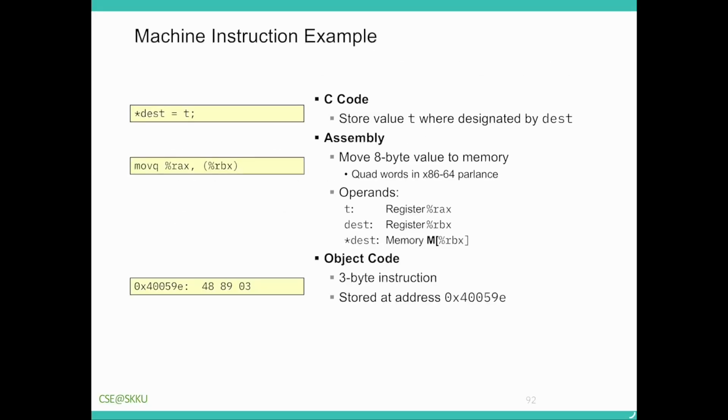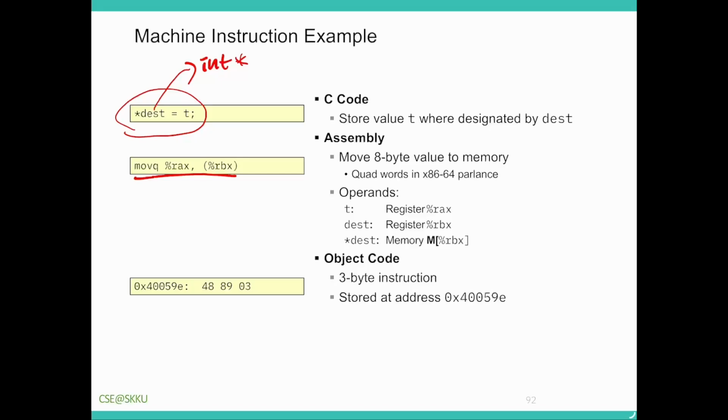So we're going to start looking at a machine instruction example. What you see at the top is a one-liner C code. What's happening here is that we're trying to store value t into a memory location designated by dest. So dest is a pointer, it looks like, an integer type pointer. And in assembly, it is equivalent to something like this.